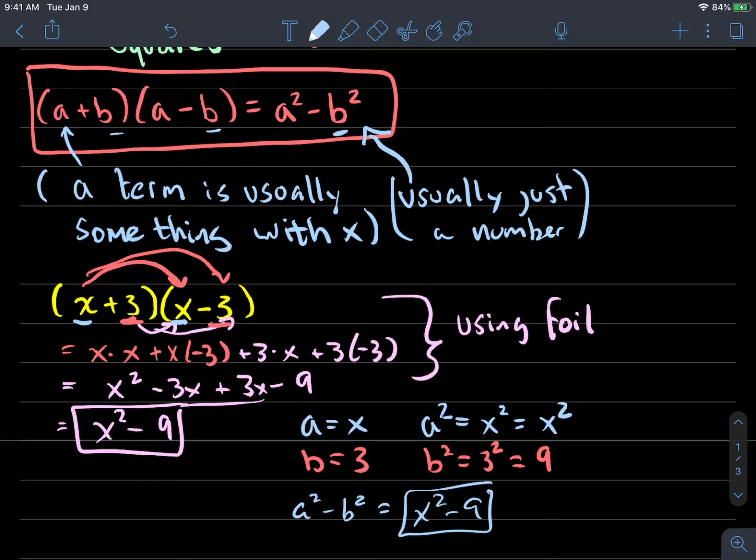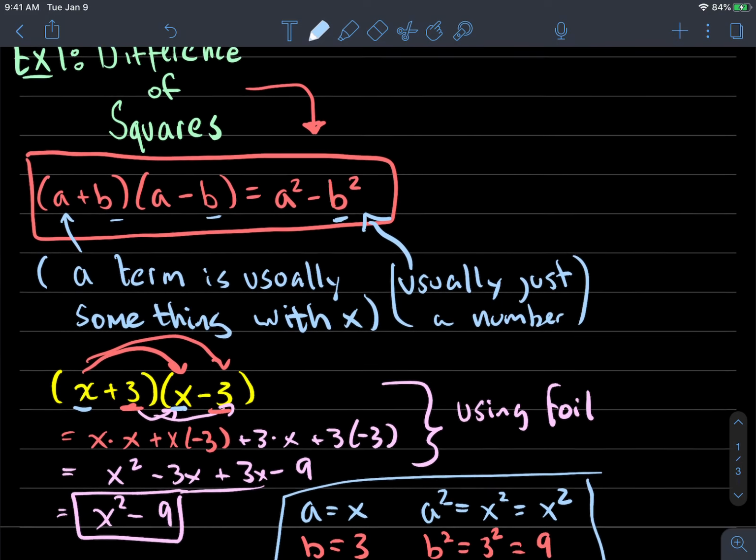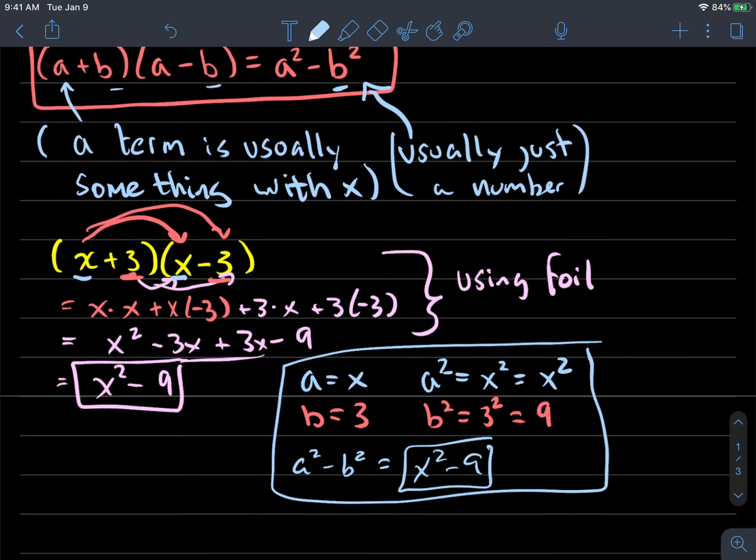So if you just follow this, when you have something in this form, A plus B times A minus B, you can just write your A, write your B, do A squared, B squared, and do A squared minus B squared. That's called the difference of squares. You can use FOIL to check your work, but it's always going to be true.